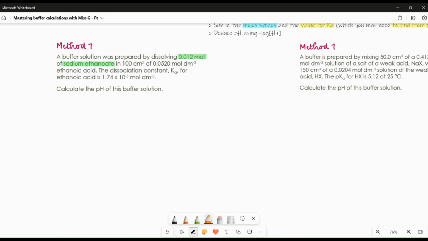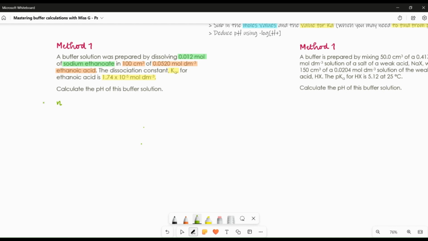But we are going to have to work out the moles of the weak acid, because what we've been told is that we have 100 centimetres cubed of a 0.0520 mole per decimetre cubed concentration of the ethanoic acid. But that's very easy for us to get the moles, because we can just do concentration times volume, remembering our volume obviously will need to be converted to decimetres cubed. And then we've been given a value for Ka, so we don't need to convert it from pKa, so that's nice, for the ethanoic acid, and the value we've been given there is 1.74 times 10 to the minus 5 mole per decimetre cubed. So the first thing in my list of things to do was find the moles of the salt.